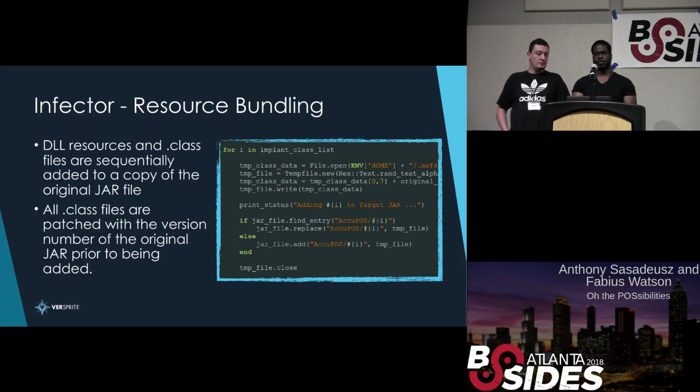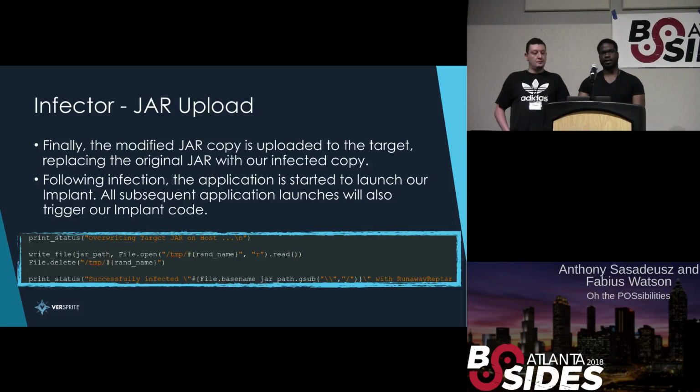Next, all of the resources are bundled into a copy of the original jar. All of the DLL resources needed for JNA, as well as the class files needed for the implant, are added to this jar copy. All of the class files are modified to include the version number of the target system, so that it's compatible with the version of Java that's running on that system. And lastly, the infected copy of the jar file is copied over the target's application jar file, completing the process of the infector. Any subsequent launches of the application will launch the implant code. And this is the completion of the Runaway Reptar infection process.